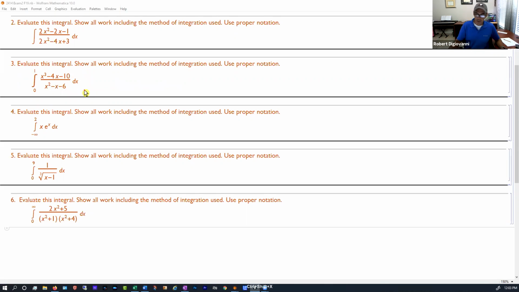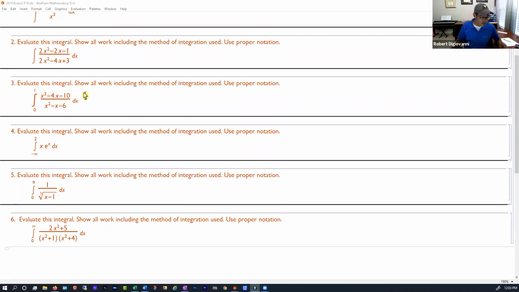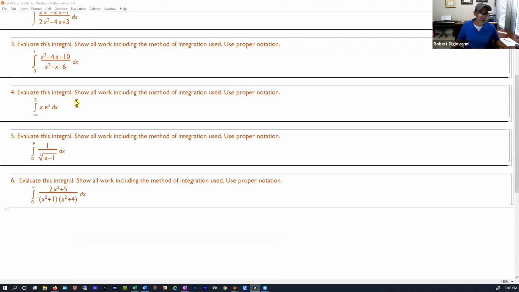So I think you might agree with me that this test was a little more involved than the one that you had because you had that added element of the improper integrals could be there.